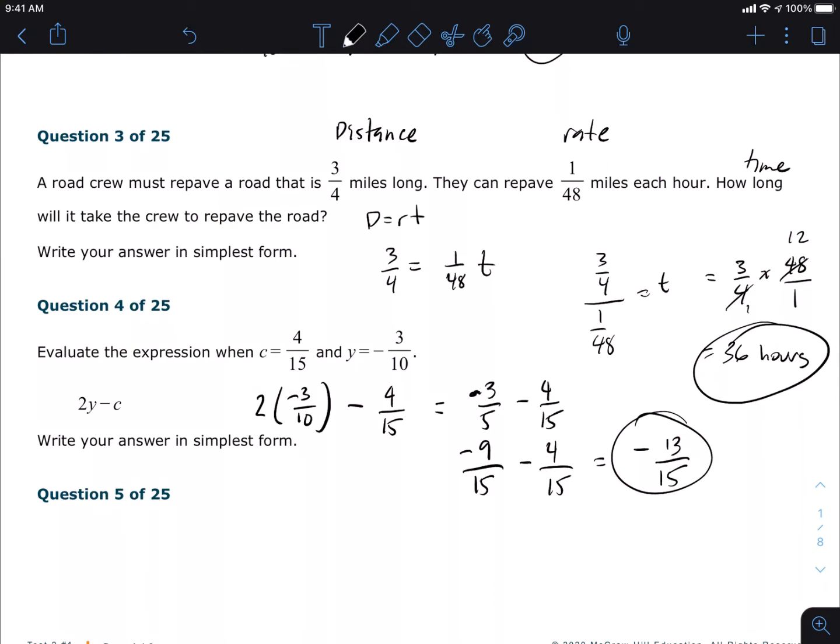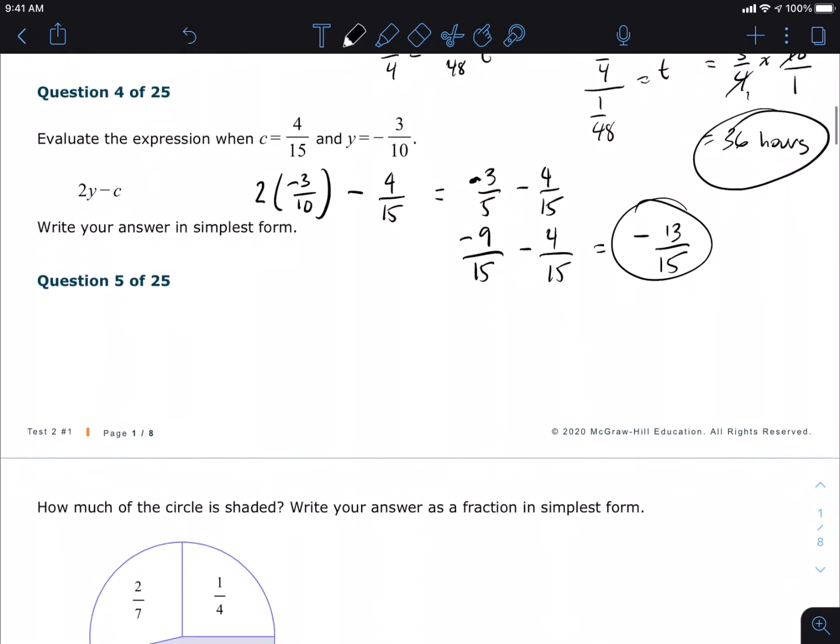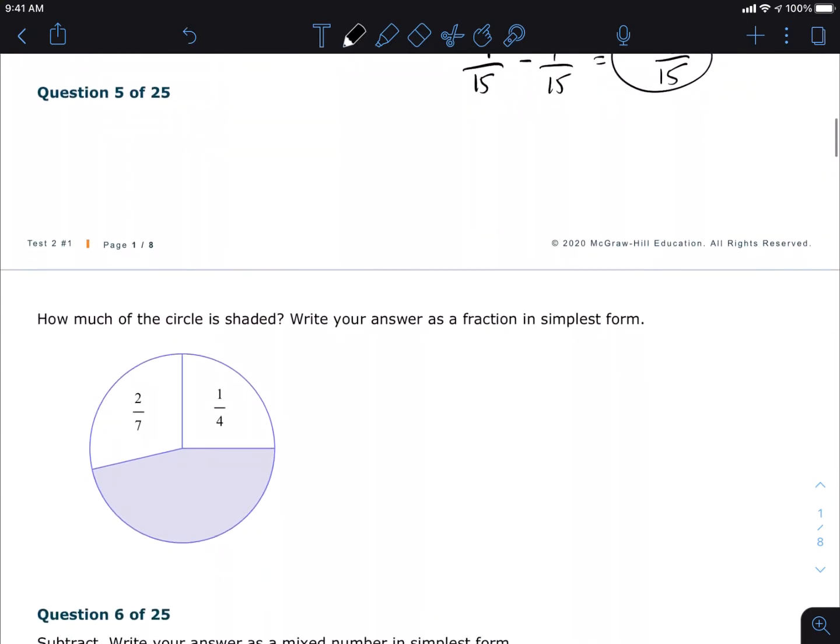So pretty straightforward, right? If you've done your topics, all of these are here for you and very easy to do. All right, going on to the next. So it says, how much of the circle is shaded? Write your answer as a fraction. Okay, so this isn't too bad.